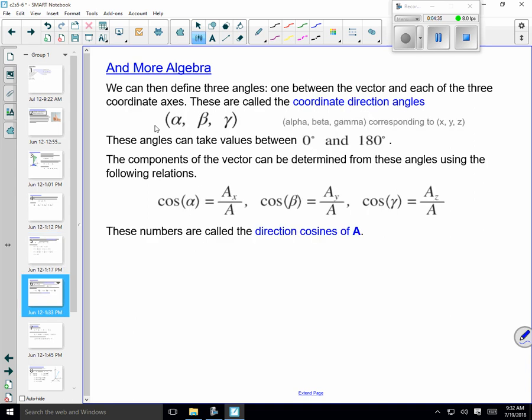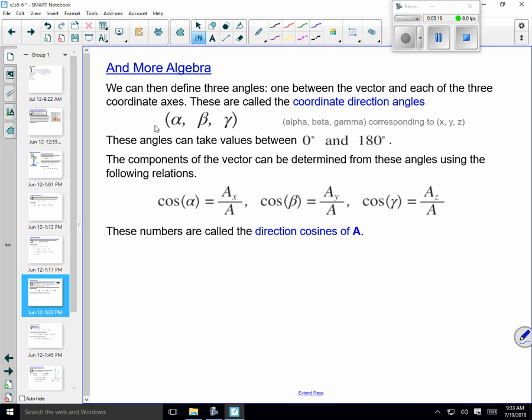Right, I can go back and do a little bit more with algebra. I can define 3 angles. These 3 angles are each between the vector A and the 3 different coordinate axes. So the angle alpha is between the vector and the positive x-axis. The angle beta is between the vector and the positive y-axis. The gamma is between the vector and the positive z-axis. All of these angles have a value somewhere between 0 and 180 degrees.